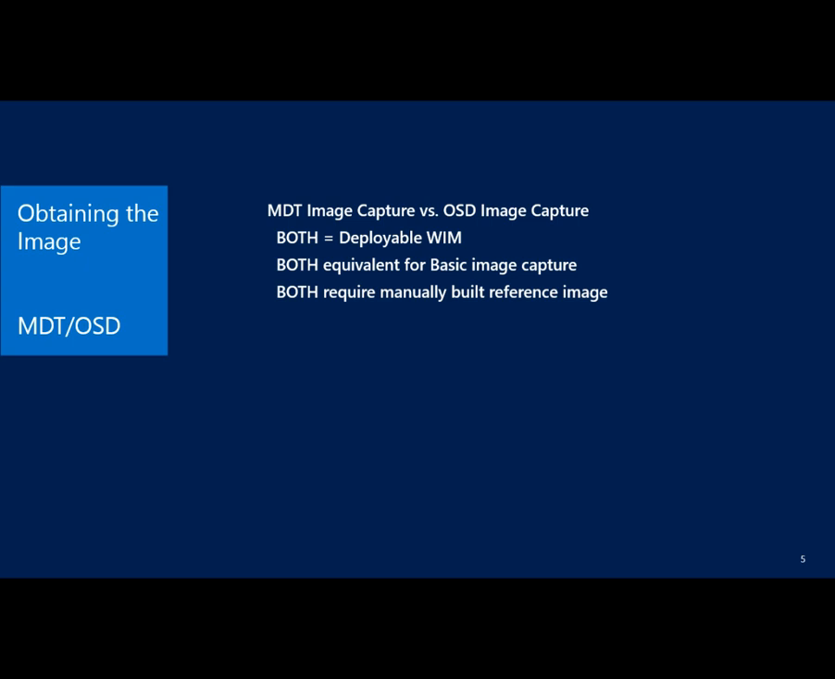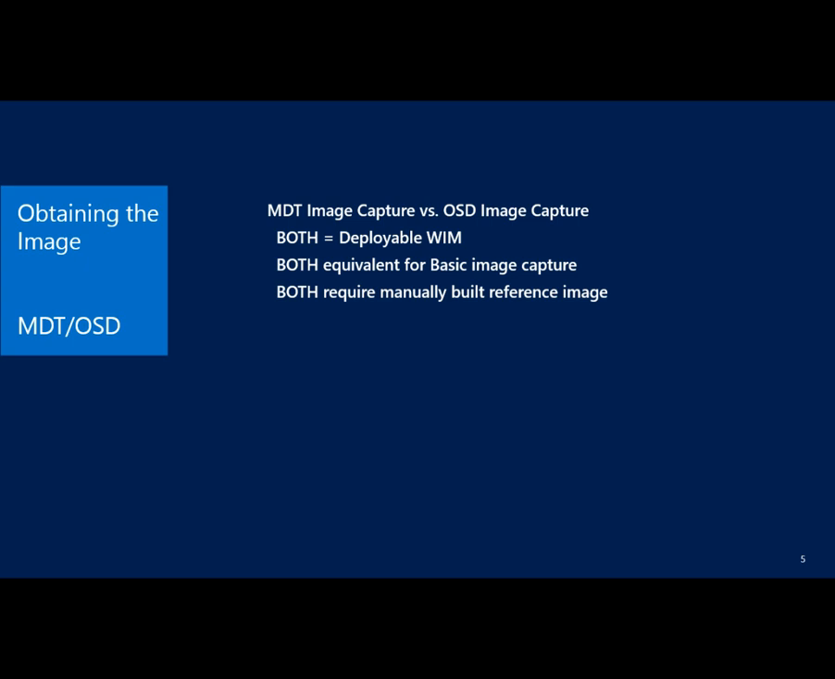So what is basic image capture? Basic image capture would be that scenario where you stage your machine manually, maybe build a reference machine, and then capture it into a WIM, and that's really about it, right? Ultimately, however you do this, whether it's MDT or OSD, both of these approaches are going to require a manually built reference machine.